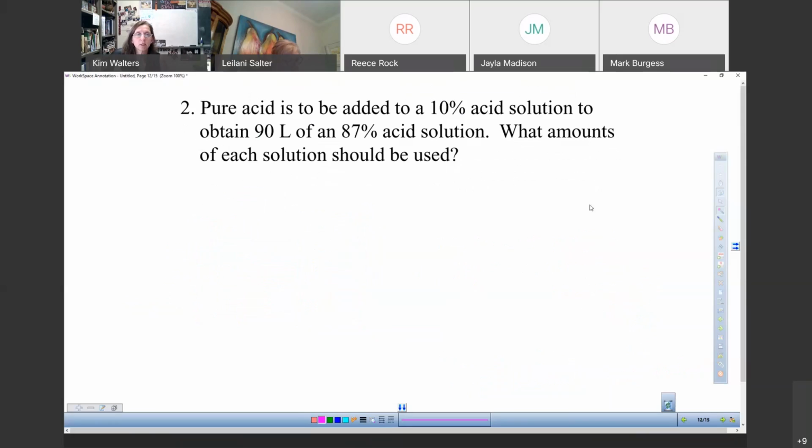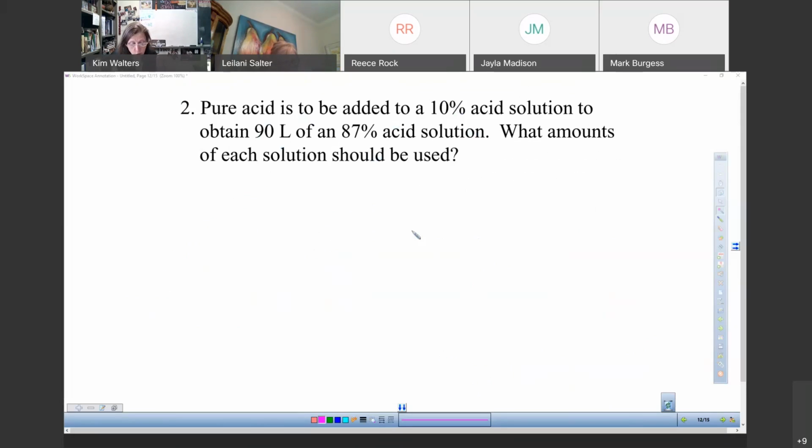So this one is a little bit tricky, but it's the same idea. Pure acid is added to a 10% acid solution to get 90 liters of an 87% acid solution. What amount of each solution should be used?